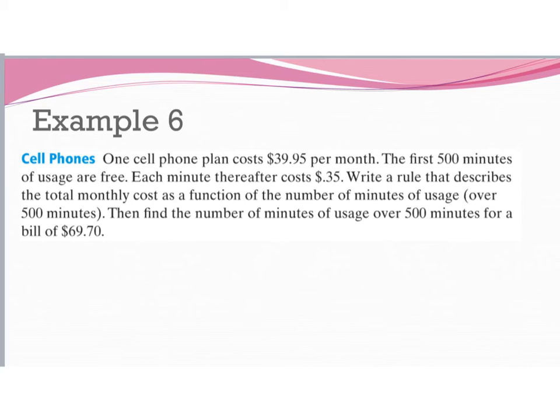$69.70. So the first thing we need to do is come up with an equation. So it says that one cell phone plan costs $39.95 a month. So you are going to pay this cost, okay, whether you are on the phone for 0 minutes or 5,000 minutes. So we have to pay that $39.95. Then it says the first 500 minutes of usage are free. Each minute after is going to cost 35 cents. So I've already got the cost of my monthly bill, which is $39.95. Then I'm going to add to that 35 cents for every minute after 500 minutes.